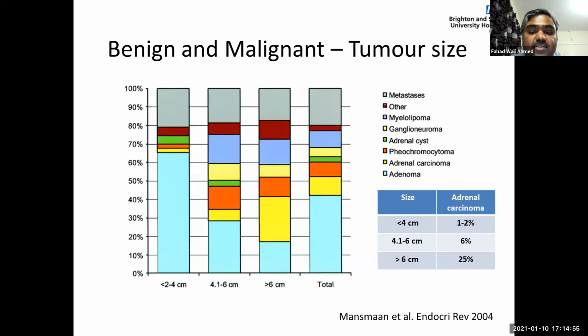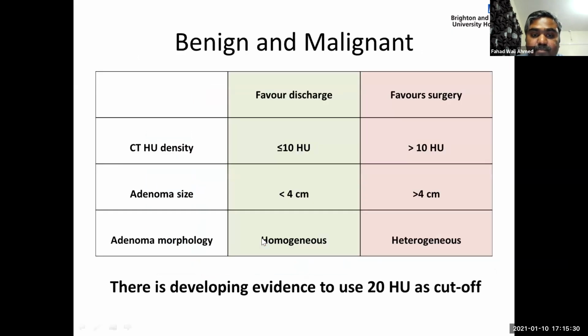The next thing we look at is the size. For any lesion less than 4 centimeters, we know that more than 75% of the lesions will be benign. Then we can have a functional lesion or an adrenal cancer, which is around 1 to 2%. So the proportion of adrenal cancer in patients who have less than 4 centimeters of adrenal lesion is quite rare. But as the size increases, the percentage of adrenal malignancy increases, and it can go up to 25% in a lesion which is more than 6 centimeters.